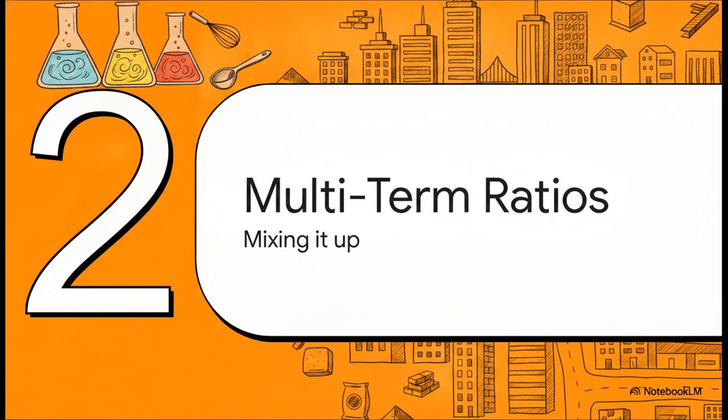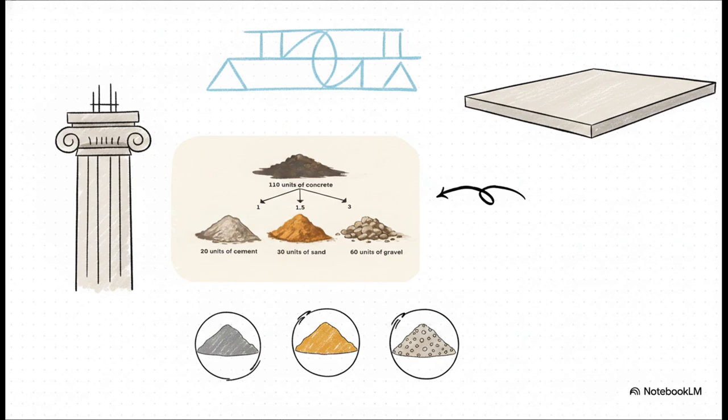Section 2. Mixing multi-term ratios. So what happens when we need to balance more than 2 ingredients? Say, when we are physically building the cities found on that map. To build heavy-duty structures, construction workers can't just mix 2 things. They rely on multi-term ratios. For high-strength concrete, they use a very specific ratio of 1 to 1.5 to 3 for mixing cement, sand, and gravel. It's the exact same principle as our idli batter, just with a few more moving parts.